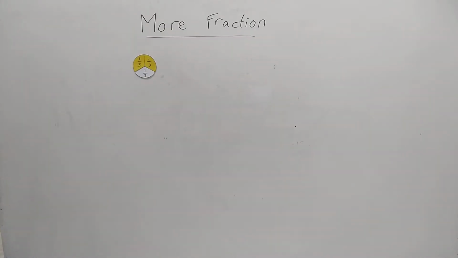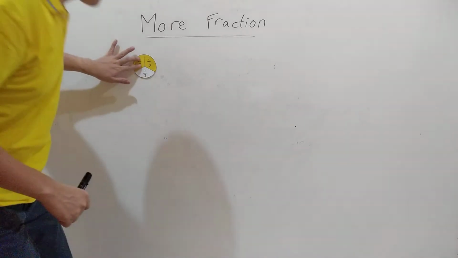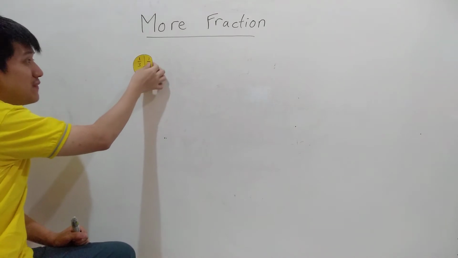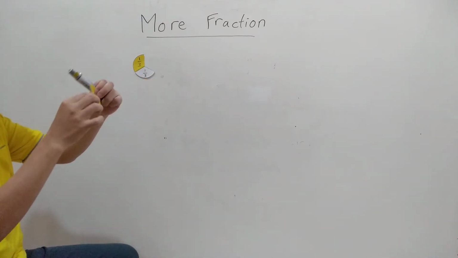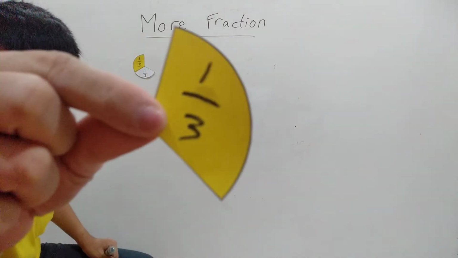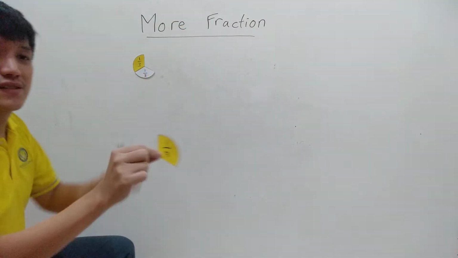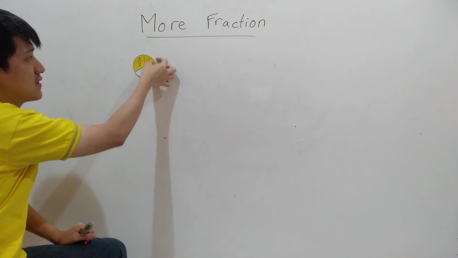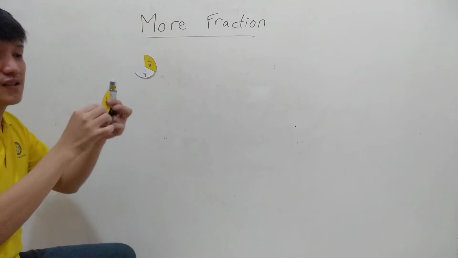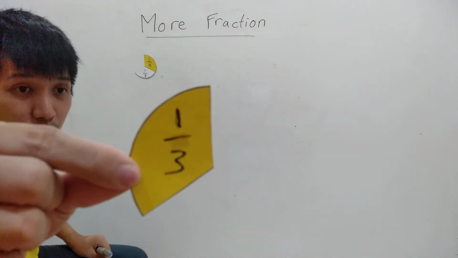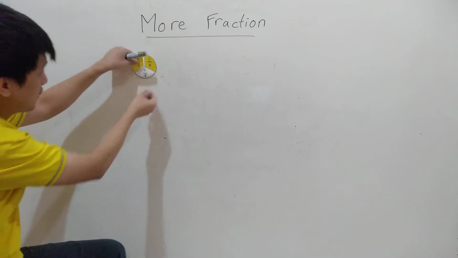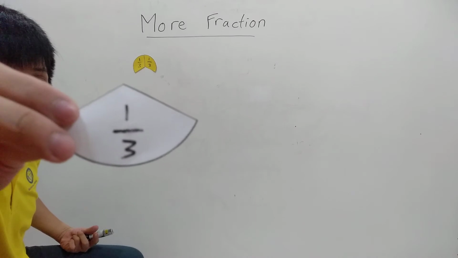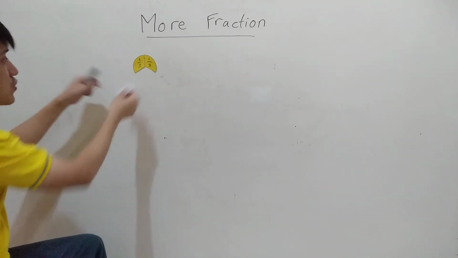As you can see on the board, I had a circle and I cut this circle into three parts. So each of them is equal to 1/3, because it is one part of three equal parts. It's the same with the other part. This is also 1/3, one part out of three equal parts. It's the same with the white one as well. The white one is one part out of three equal parts. So each of them is 1/3.